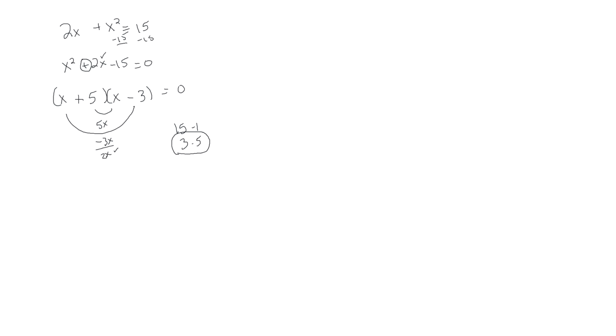Now I'll set my factors equal to 0. Minus 3 equals 0. And this is a good time to check that if you had different signs in the factors, then you'll have different signs in the answers. That's a little check to make sure that you know you did it properly.